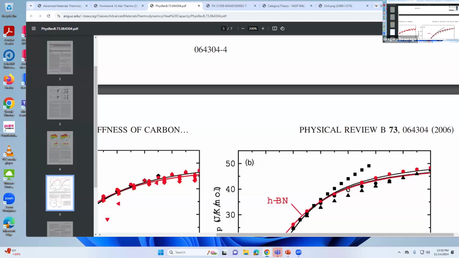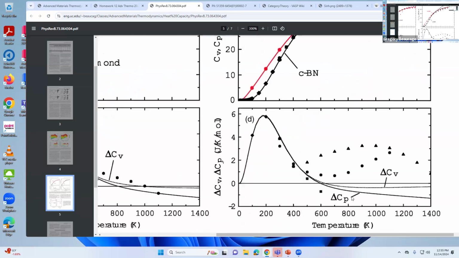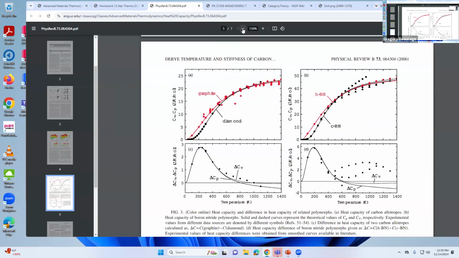CP is the upper one. So at the low end, when you're at the low temperature, they're just the same. And then only when you get to 700 for this one and kind of 1,000 something for this one do they deviate, right? So anyway, that's another thing in this paper that you could get out of it.